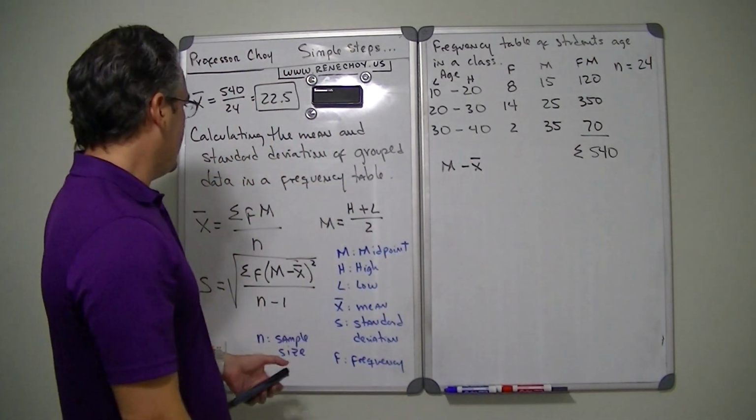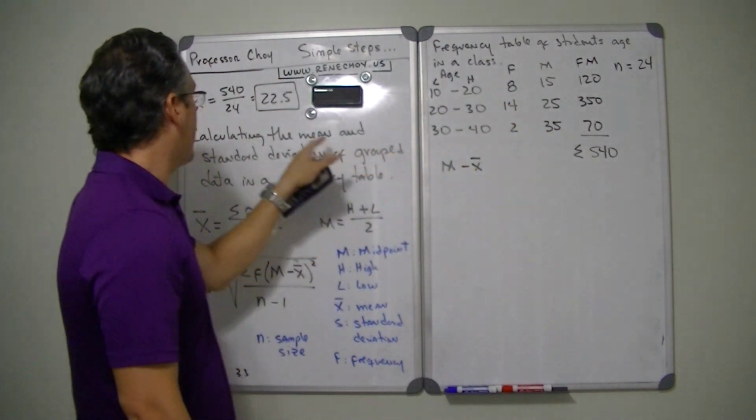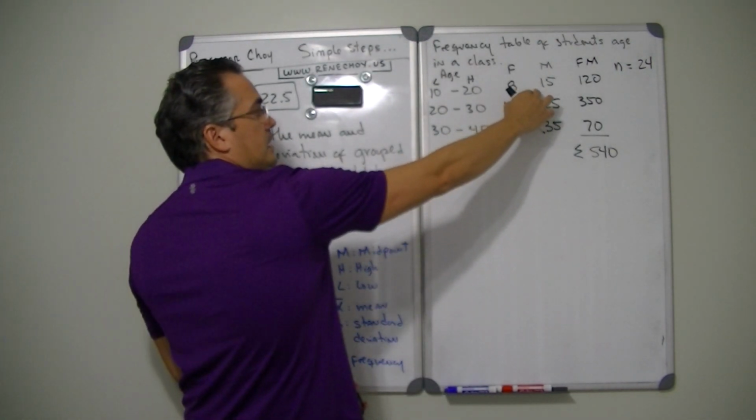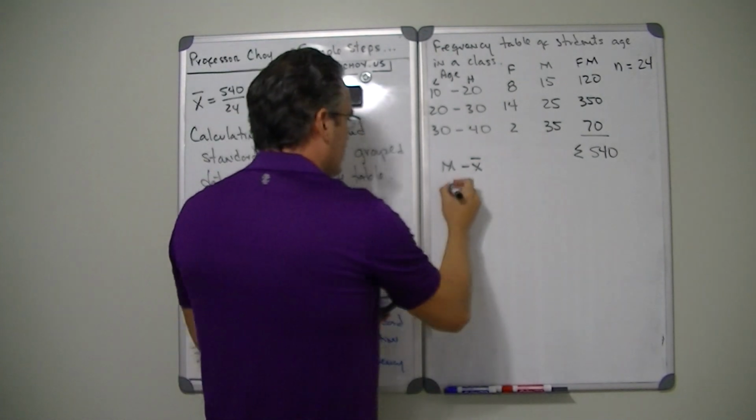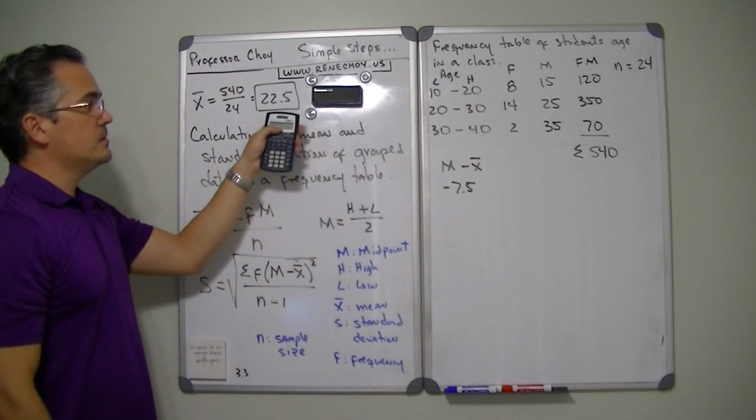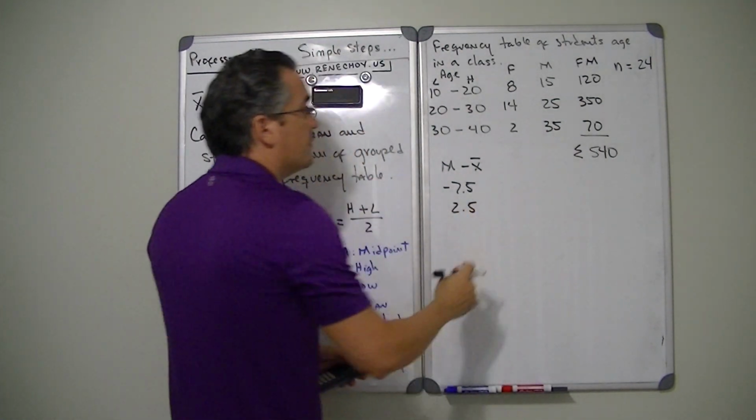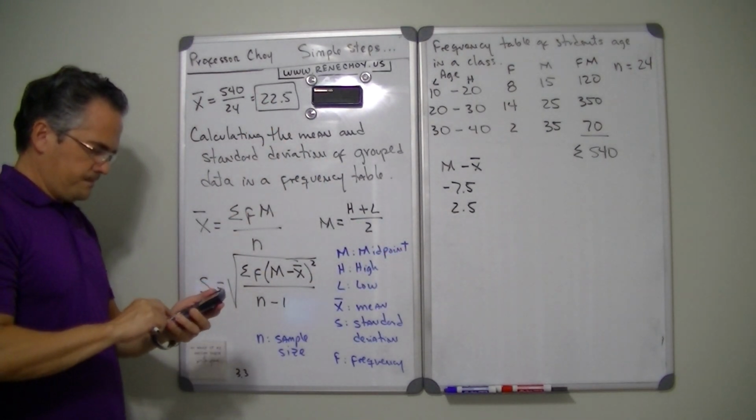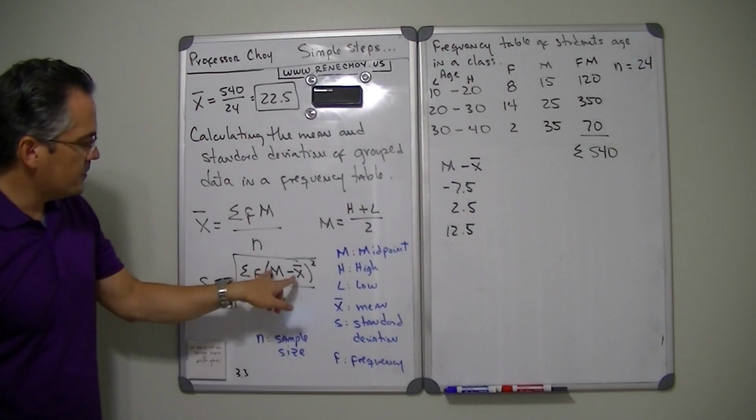Now m is the midpoint of each one of these, and I have to do each one of those and then subtract x bar, which is this right here. So for the first number, I do 15 minus 22.5, and that is negative 7.5. For the next one, 25 minus 22.5, that's going to be 2.5. For the next one, 35 minus 22.5, and that's going to give me 12.5. Okay? So now we have this portion of the formula done.